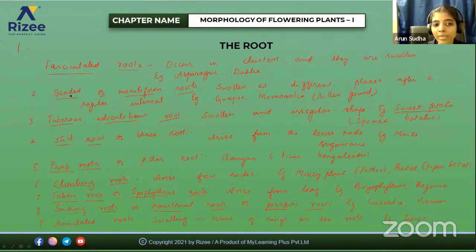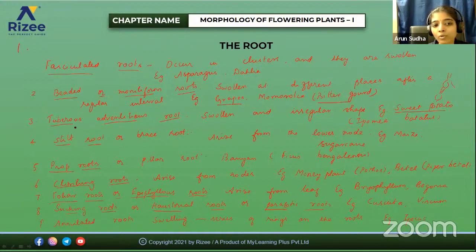In the case of beaded or moniliform roots, they are swollen at different places at regular intervals. If you see the root, it will be first swollen, then normal root, then a part will be swollen, like that. So they are swollen at regular intervals. Examples are grapes and bitter gourd.